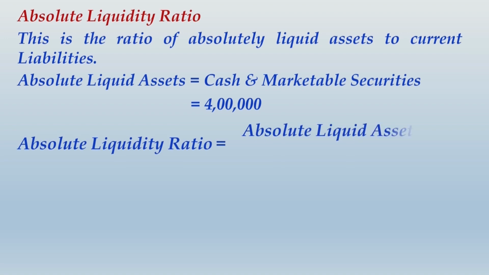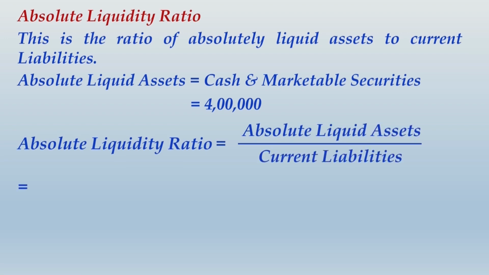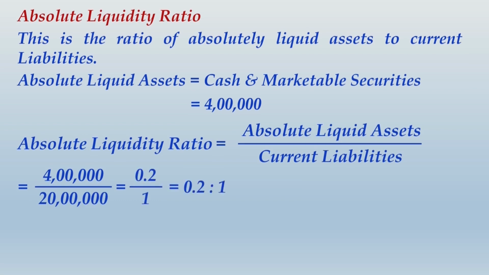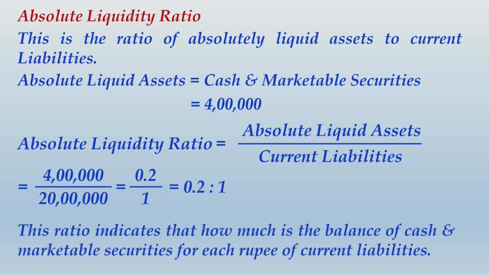So absolute liquidity ratio will be, in this case, 4 lakhs divided by 20 lakhs, which would give you 0.2 by 1 or 0.2:1. What is the outcome of that? This ratio indicates how much is the balance of cash and marketable securities, or cash and cash equivalents, for each rupee of current liability. So here our final interpretation would be, for every 1 rupee of current liability, the immediate absolute liquidity that we have in hand is 20 paisa or rupee 0.2.